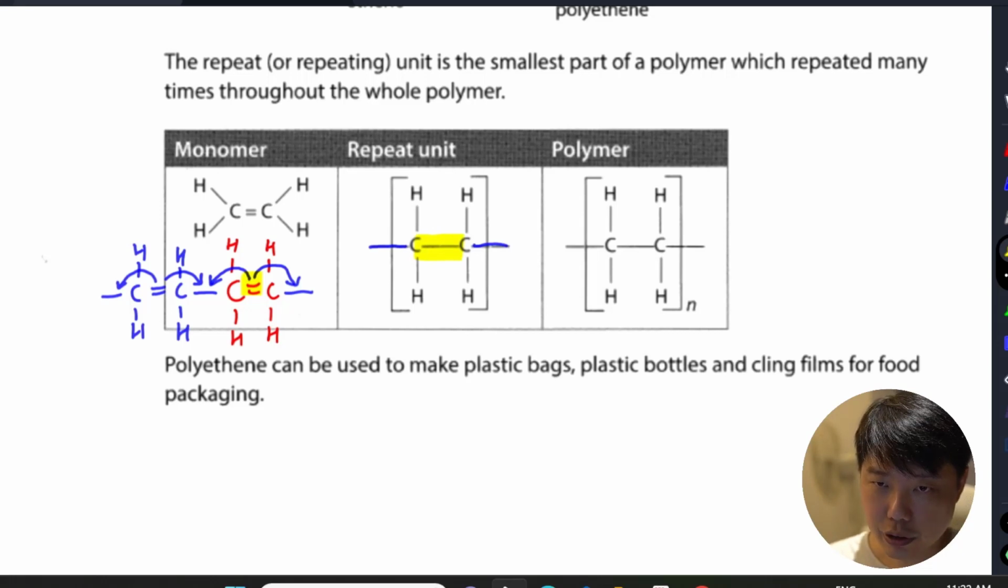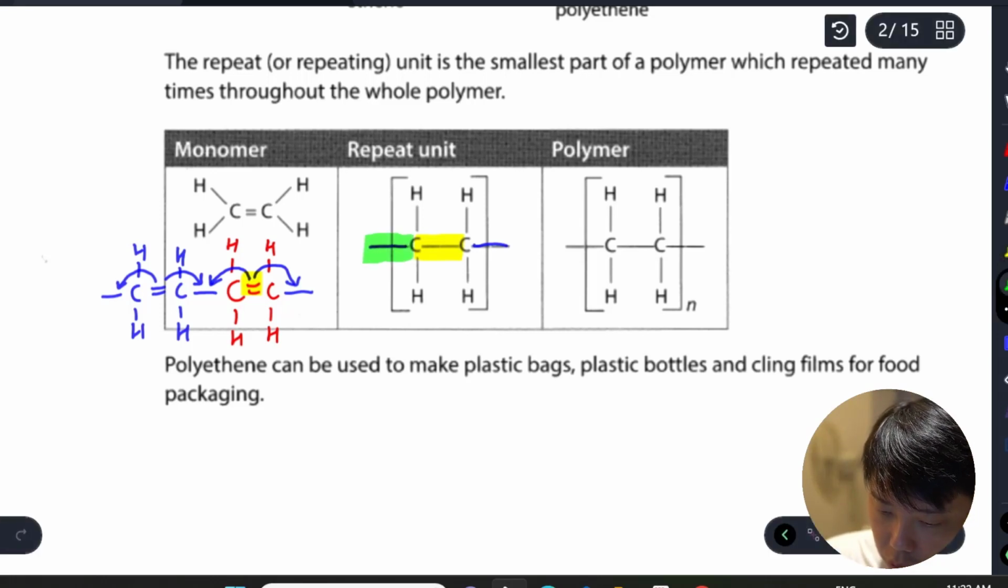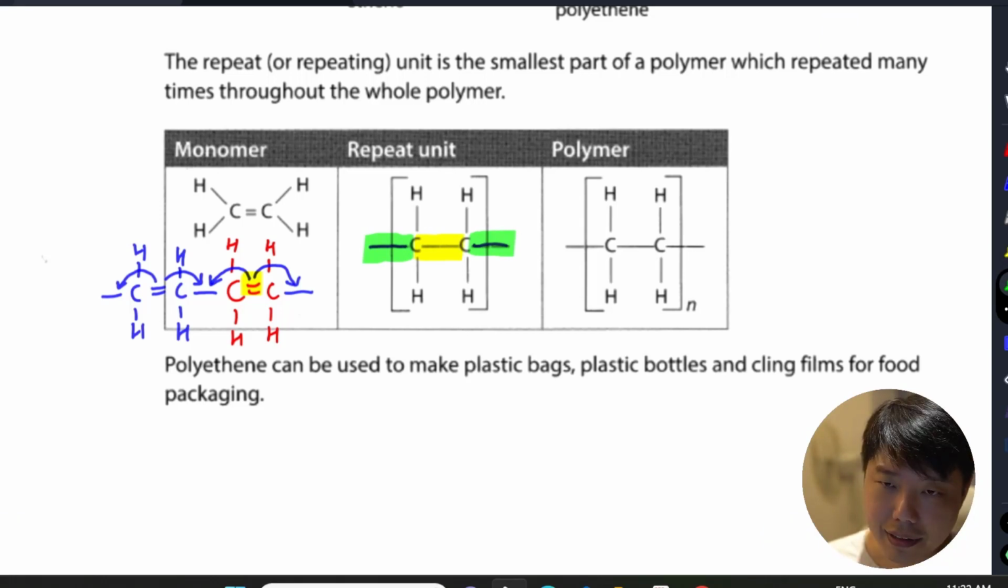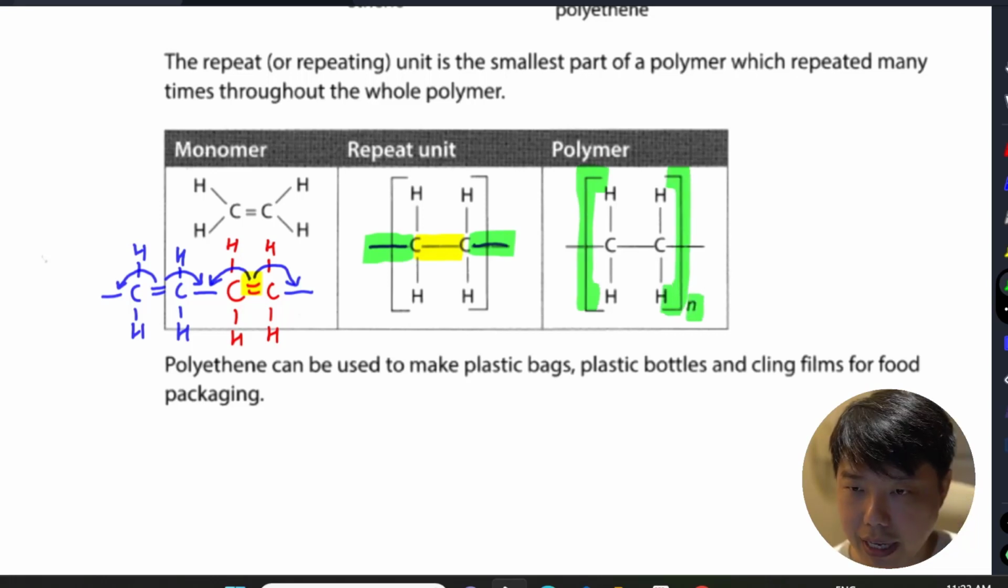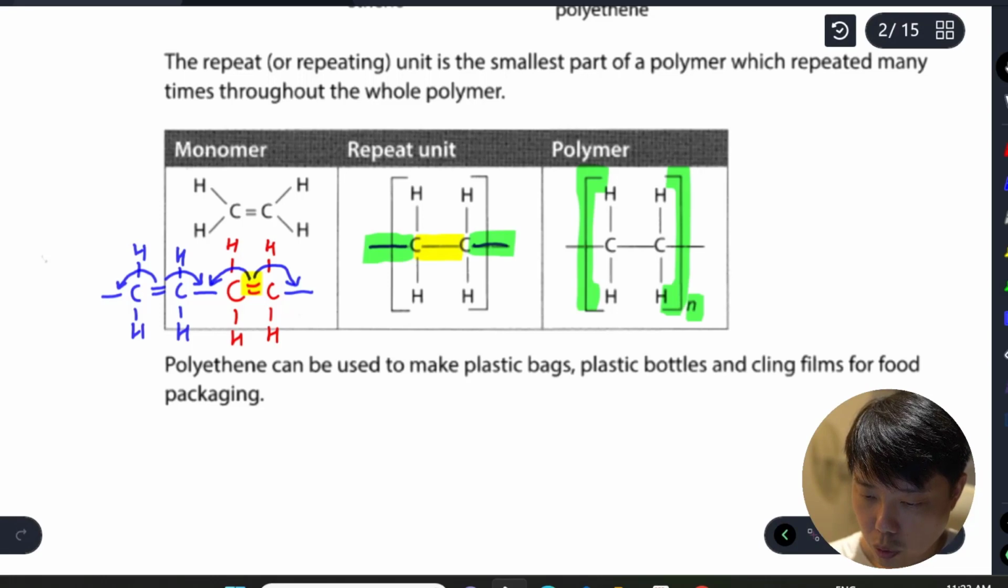So the electrons that are redistributed from the pi bond in the double bond will open up and form these two new connecting covalent bonds to another two units of monomers. So they join up again and again, and basically you represent the polymer using these square brackets and the letter n at the bottom. So that's an example of a repeated monomer.